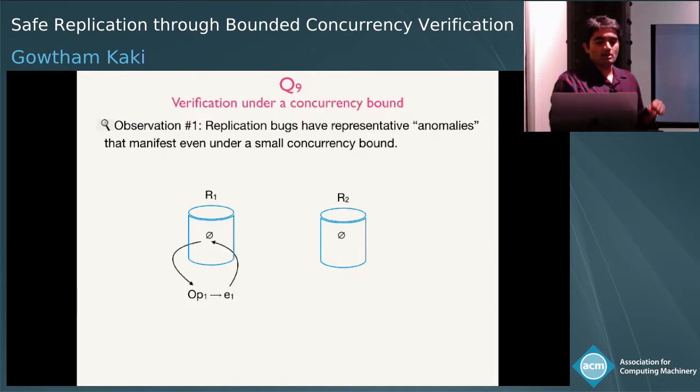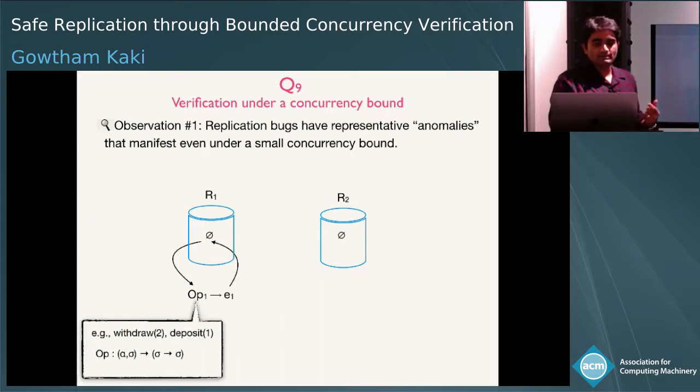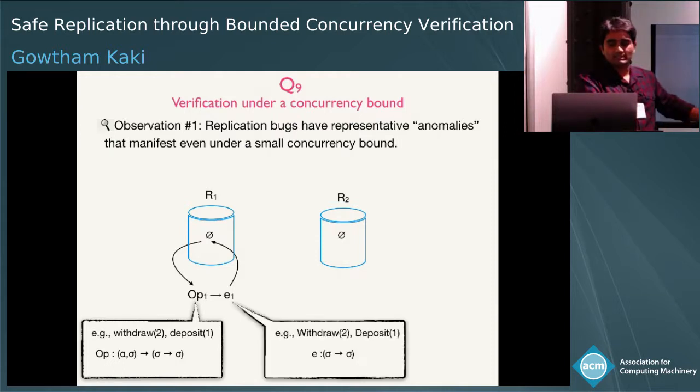There is an operation op that executes at replica R1, generating an effect. And op gets to witness the empty state. Op here is, for example, a withdraw or a deposit operation, and the type signature essentially says that it takes some argument and the current state and produces an effect, which is essentially a state transformer, right? So E is an effect, which we represent with capital letters, and it's a state transformer, sigma to sigma.